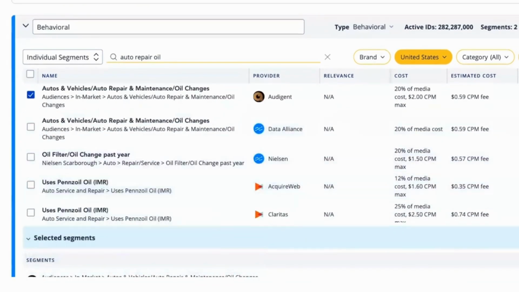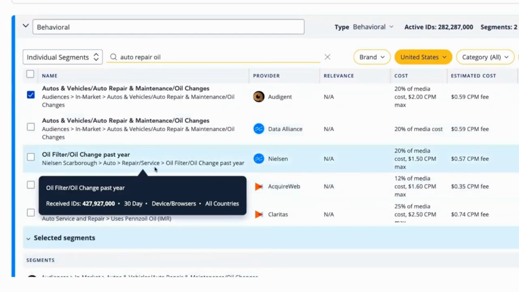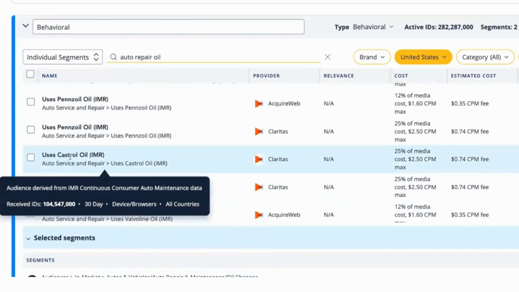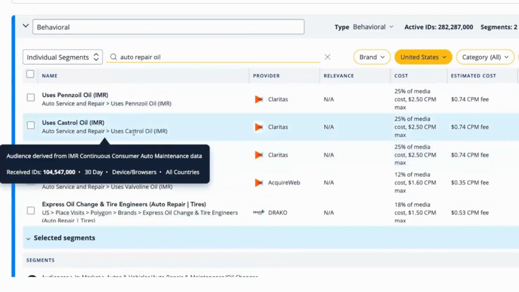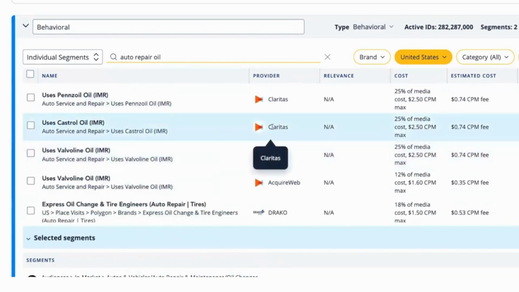And so I'll keep scrolling. These people have changed their oil in the last year. These people have used these specific oils to change their cars. And then you can see over here is the data provider Claritas. And then I always want to pay attention to the media cost or the data fee.